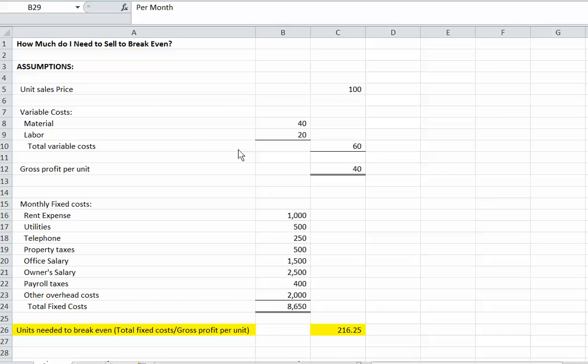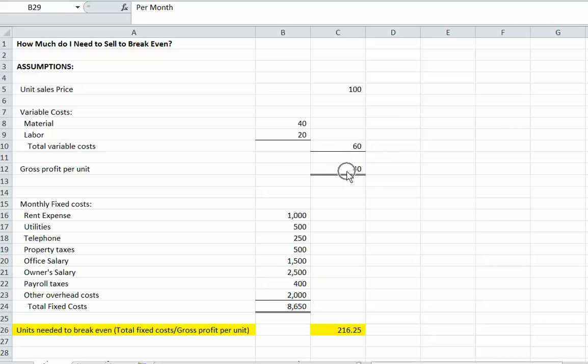So how do you figure out what you need to sell to break even? Well, you need to know a few things. First of all, you need to know the average unit sales price. And for my example, I'm going to use $100. Then you need to know, for this $100 item, how much is the materials, $40 in my example, how much is the labor, $20 in my example, for a total variable cost of $60.